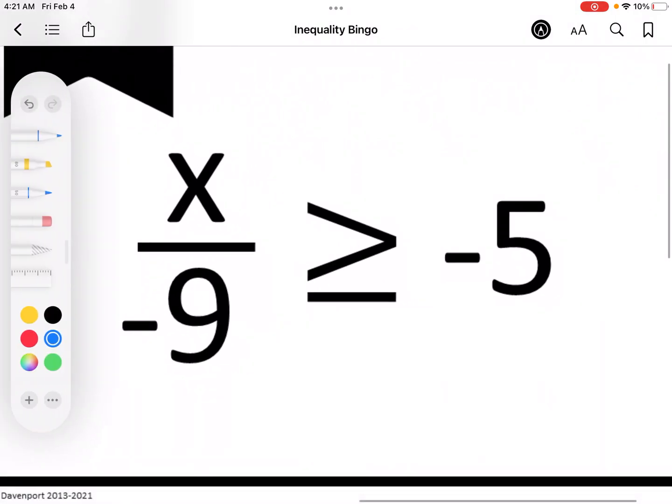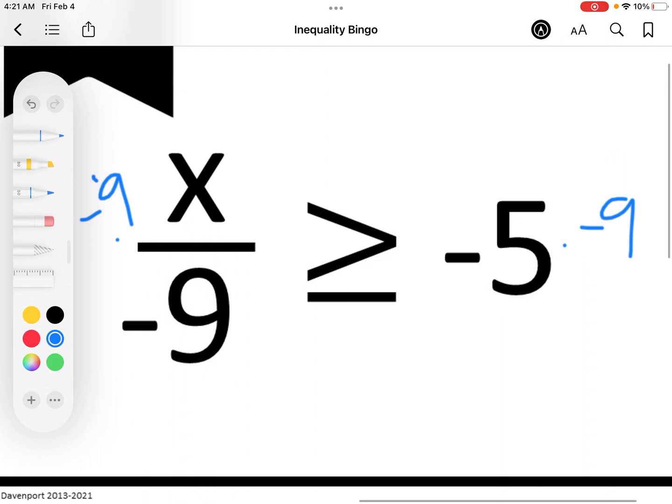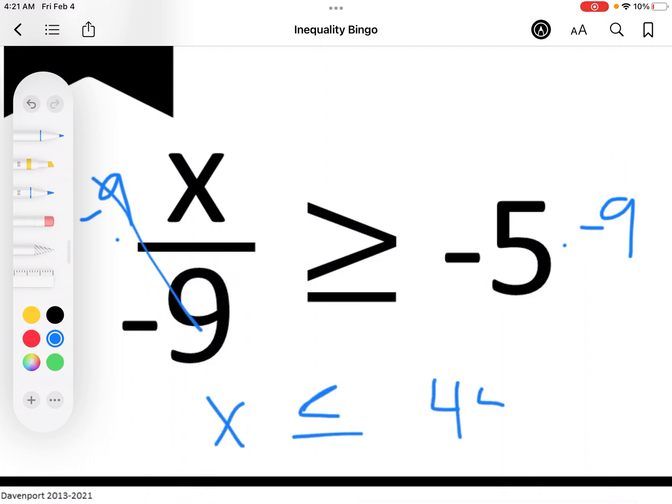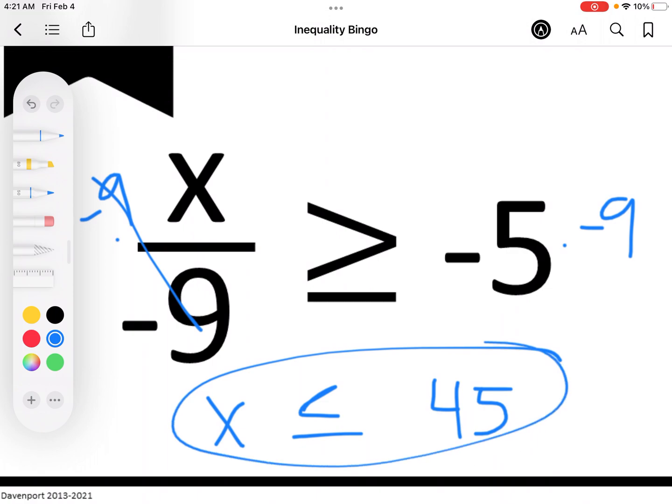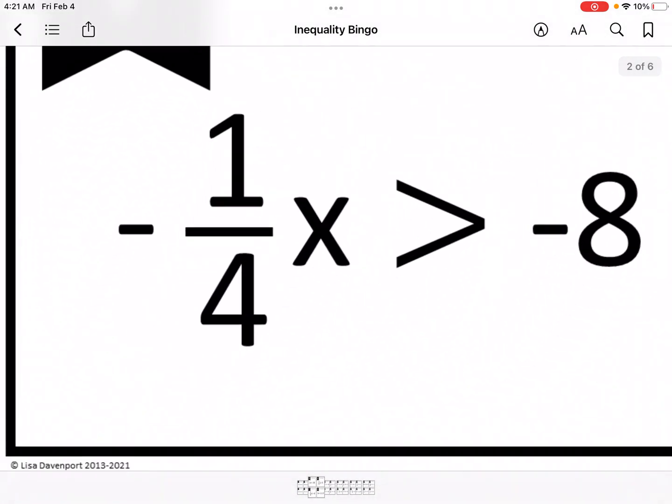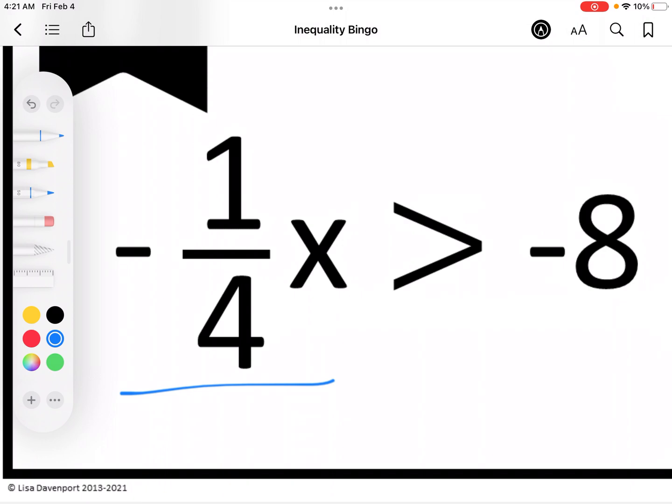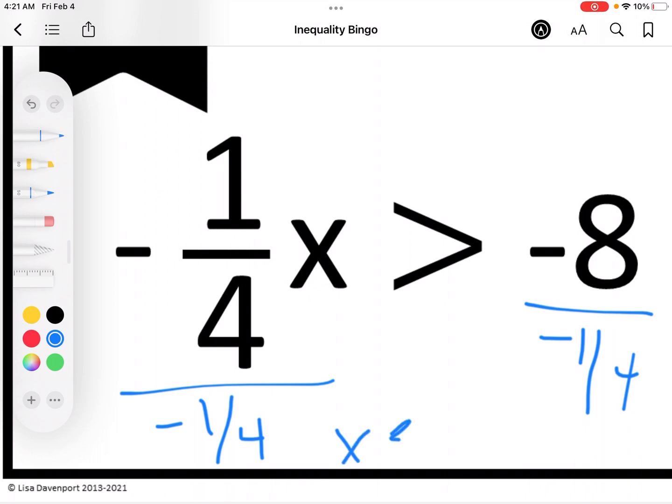So here's our first example. We're multiplying by a -9. When we multiply by a -9, we're going to reverse that inequality because that has to do with our rational number rules. So when we multiply or divide by a negative number, we reverse that inequality.